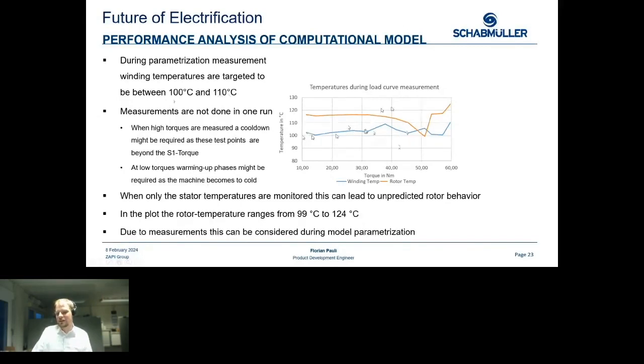But as said before, the rotor temperature is nothing more than a guess. And we can see that in this plot, or in this example, the temperature ranges from 99 to 124 degrees, while the stator temperature is more or less constant. And therefore, knowing and considering the rotor temperature in the parametrization approach will, of course, yield a more suitable and more reliable model.